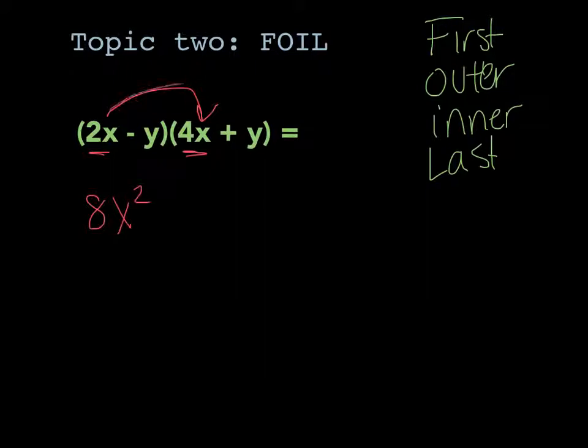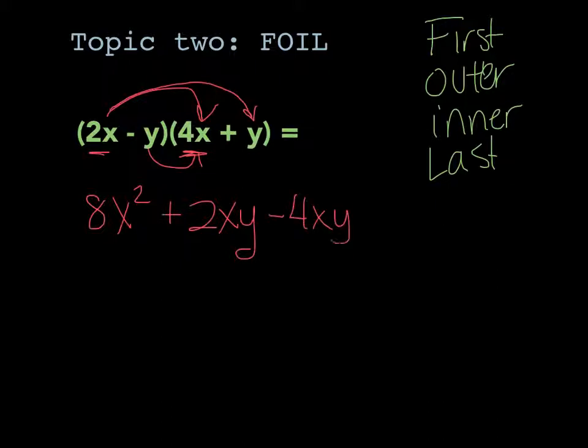And then I will multiply my outer terms. So 2x times y is 2xy. And now I will do my inner terms. So that will be minus 4xy. And my last terms, minus y squared.